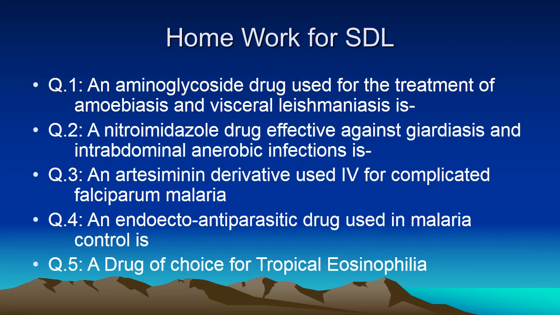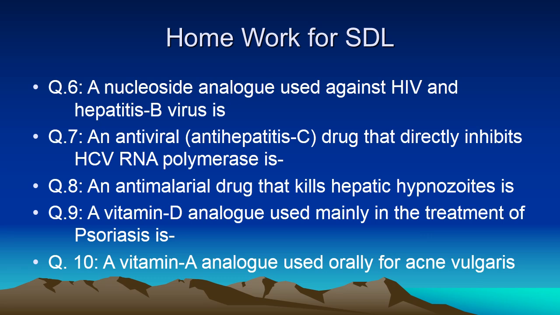Now, with all six comparisons, a little homework is given for your self-directed learning. Question 1 is an aminoglycoside drug used for treatment of amoebiasis as well as visceral leishmaniasis. A nitroimidazole drug effective against giardiasis and intra-abdominal anaerobic infection. An artemisinin derivative used intravenously alone for complicated falciparum malaria. An endectocide antiparasitic drug used in malaria control is, and the drug of choice for tropical. These simple questions you can find out from textbooks.